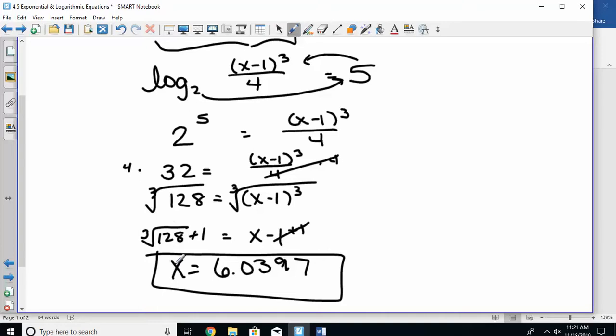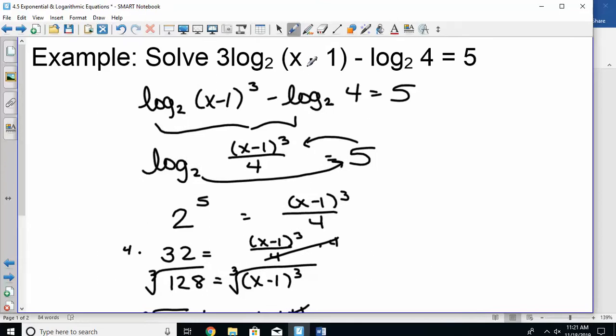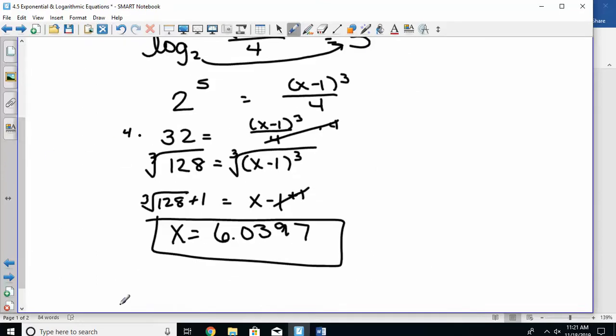Any questions? Am I done? Gotta check it. Always check it. If I plug this in, 6.03 minus 1, that's positive, so I don't have to worry. That one works. Let's try.